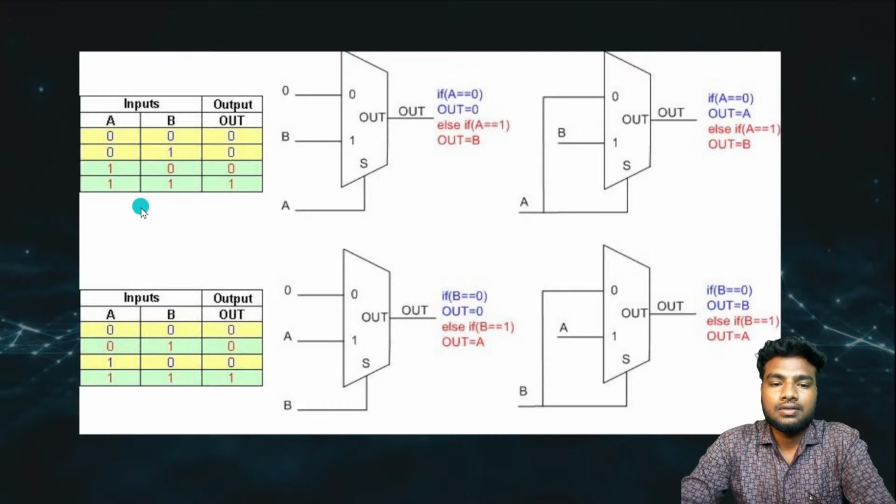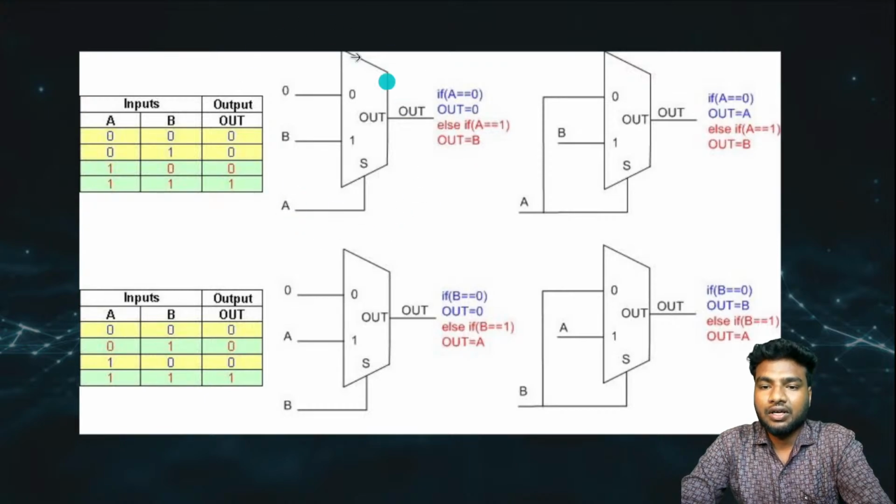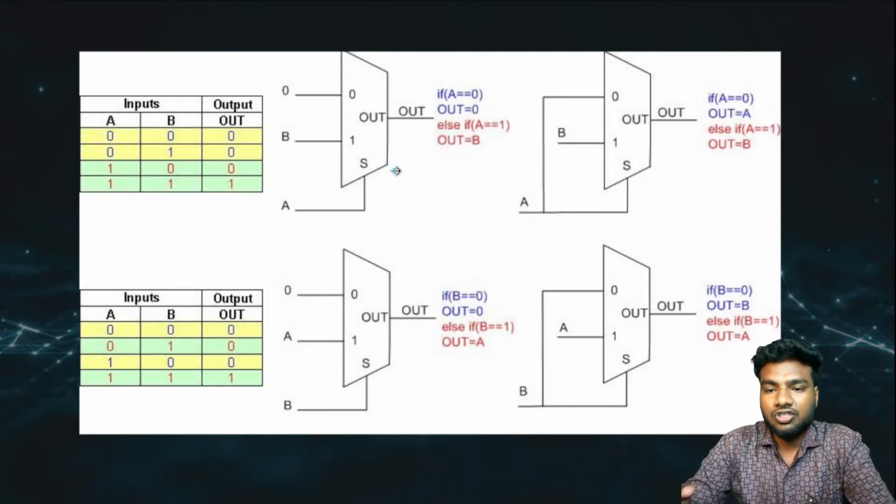If you take A equal to 1, B equal to 1, and I give A equal to 1 here, it will choose this line, and I am also assigning B equal to 1. So you will get 1 as output. So this is the realization of a logic gate using a 2x1 mux. So we can do all the logic gates.